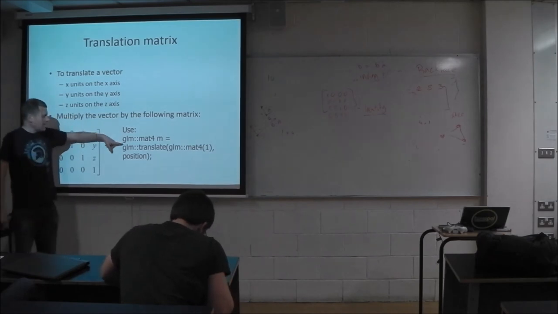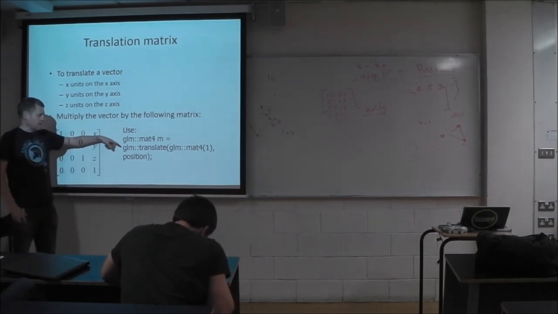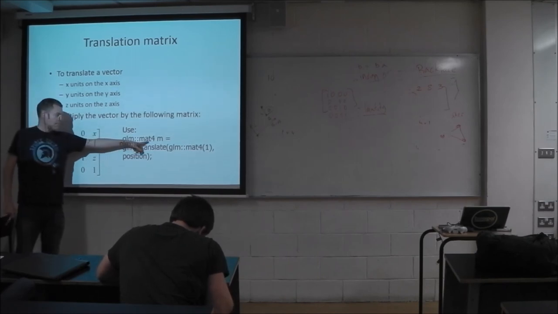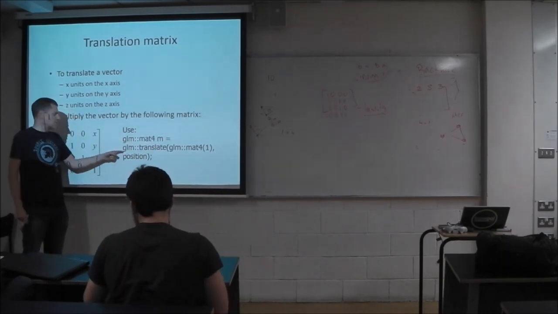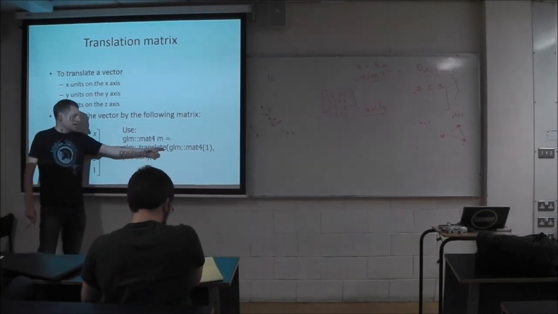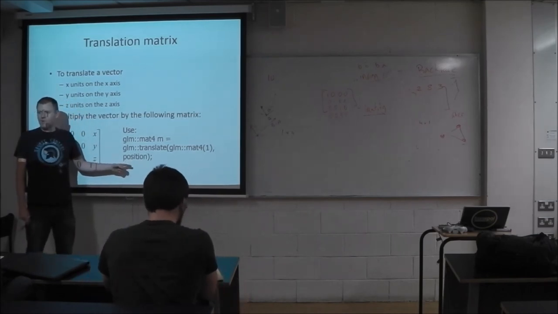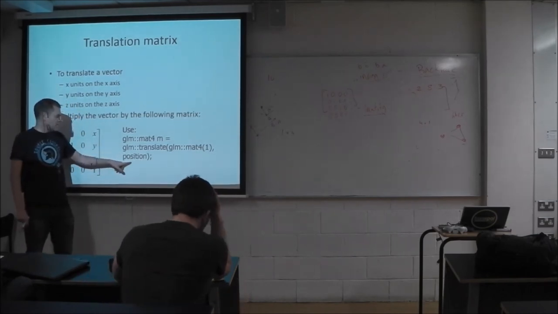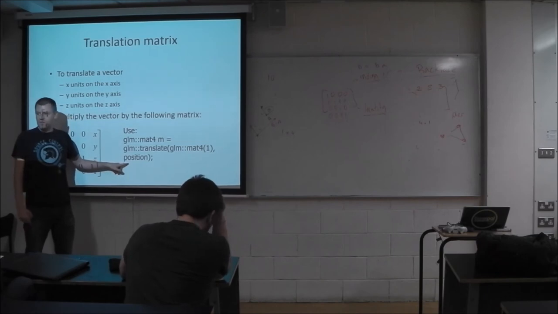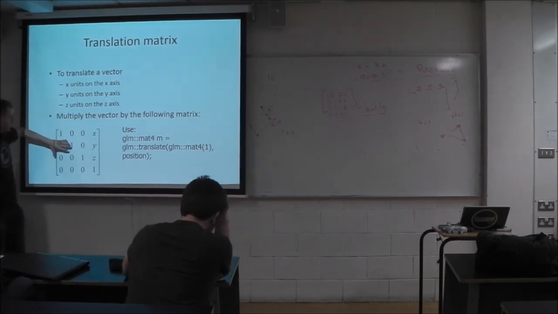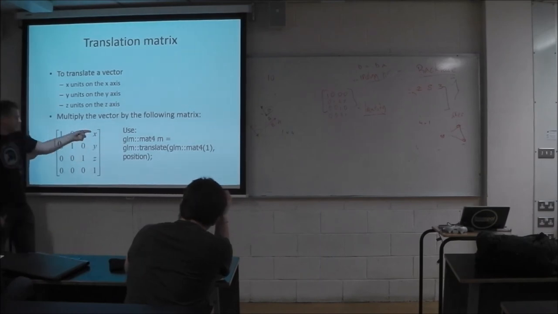So in terms of GLM, this is how you make a translation matrix. You use this API call here, glm::mat4 is the type, a 4x4 matrix. So M is a 4x4 matrix, and you call glm::translate. This takes two parameters. You might wonder, why does it take two parameters? The second parameter here is the most important one. This is the position that you want to translate by. What it will end up doing is creating this matrix like this. It will take the position x, y, and z and put them in as this component of the matrix.